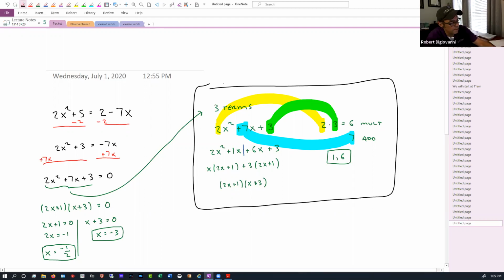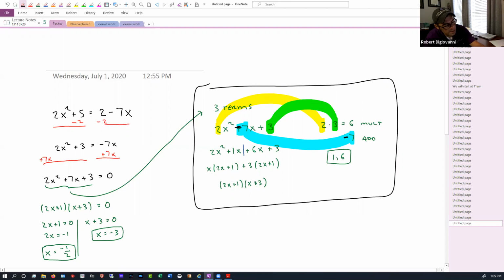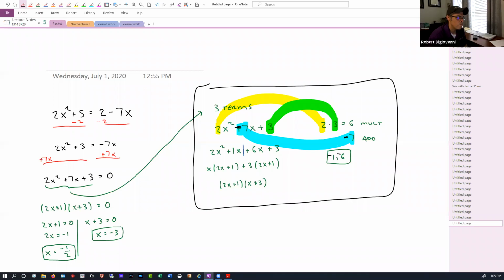You're looking at this side over here. If this had been a minus, we still could have done it because it would have been a minus here. Then if we used -1 and -6, that still multiplies to be +6 and adds up to be -7. Okay, yeah, I see.